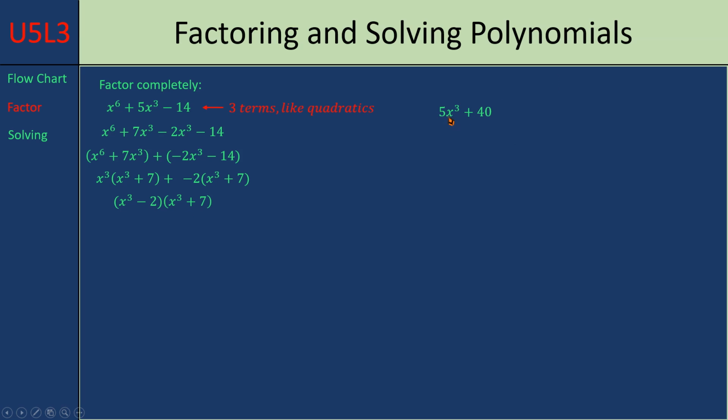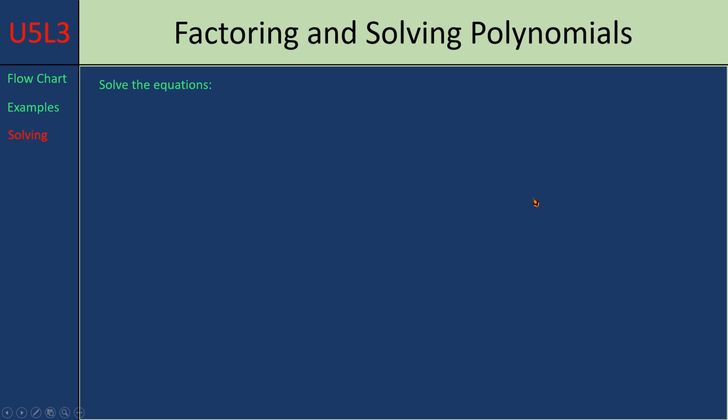This one, GCF would be 5. So 5 times x cubed plus 8. And the remaining is two terms, and they're cubes, and they're sums. So A is x, B is 2. Follow the formula for two terms, cubes, and sum. Yeah, the 5 is still there, and then x plus 2 times x squared minus 2x plus 4.